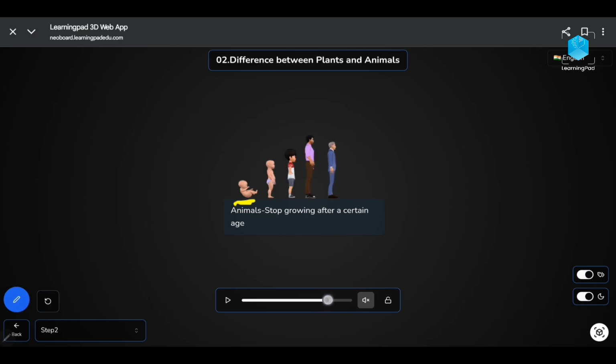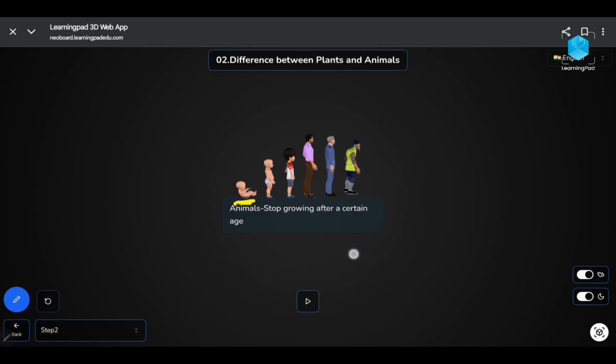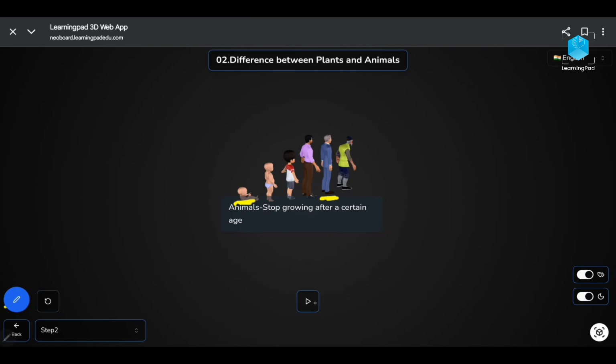They grow continuously. You can see the difference between growth. Here the animal's growth is continuous and it stops after a certain age. Now you can see the small baby is growing, right? After some time, after reaching an adult stage, the growth of the body stops. This is not only in the case of humans, this is in the case of all animals.